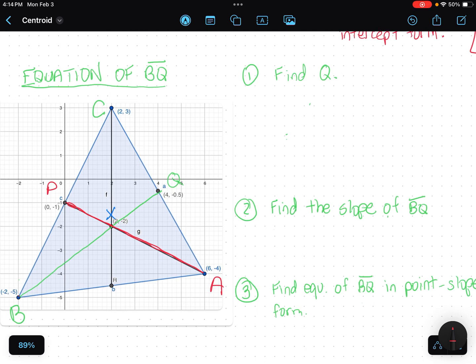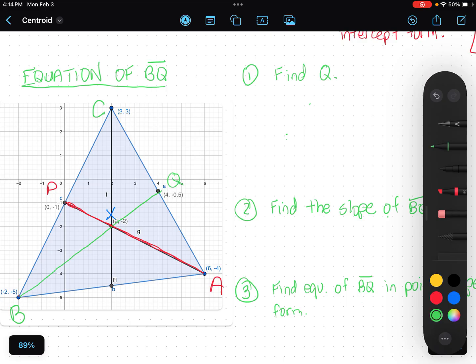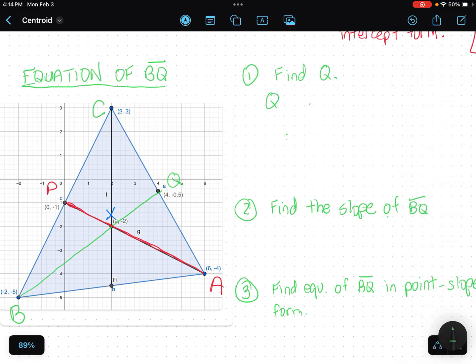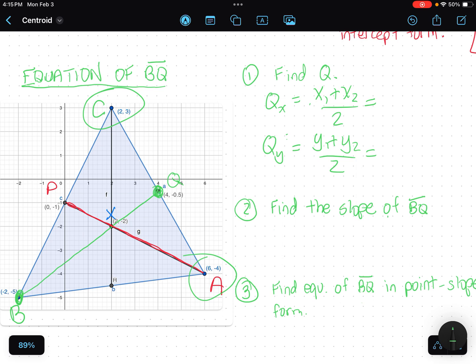So now I'm going to write the equation of segment BQ. Again, I have to find the midpoint Q first. So same two formulas. The x-coordinate is the average of the x-coordinates, and the y-coordinate of the midpoint is the average of the y-coordinates. So we just have to be careful to make sure we're using the correct points. If you look at the endpoints that we're using on the green segment, we're talking about Q being the midpoint of C right there and A right there. So those are the points I have to plug in here.